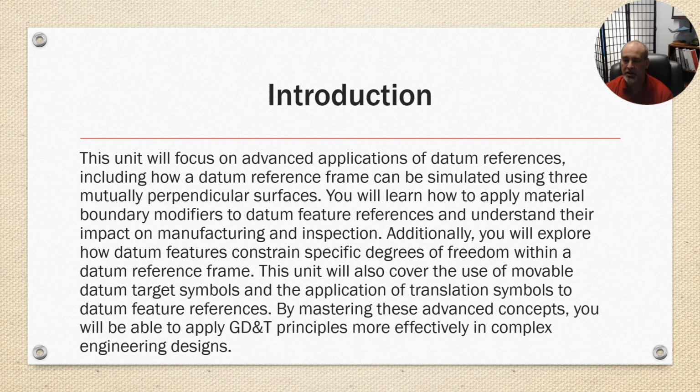Introduction. This unit will focus on advanced applications of datum references, including how a datum reference frame can be simulated using three mutually perpendicular surfaces. You can learn how to apply material boundary modifiers to datum feature references and understand their impact on manufacturing and inspection. Additionally, you will explore how datum features constrain specific degrees of freedom in a datum reference frame. This unit will also cover the use of movable datum target symbols and the application of translation symbols to datum feature references. By mastering these advanced concepts, you will be able to apply GD&T principles more effectively in more complex engineering designs.